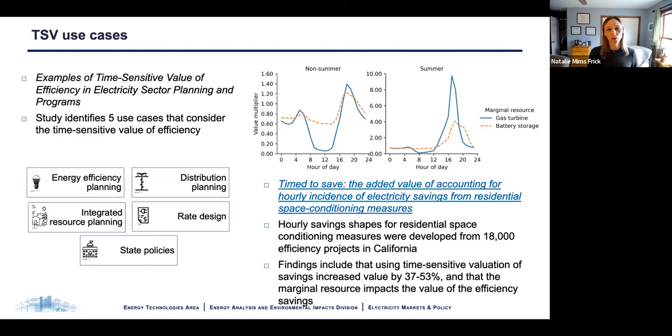After that, we put together a report on the time-sensitive value of efficiency use cases, and we focused on efficiency planning, distribution system planning, integrated resource planning, rate design, and state policies.